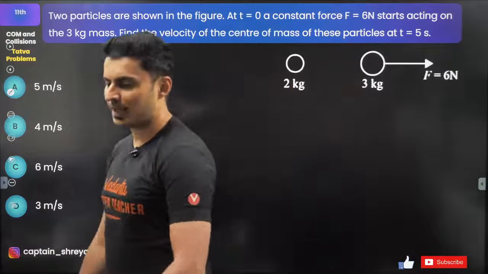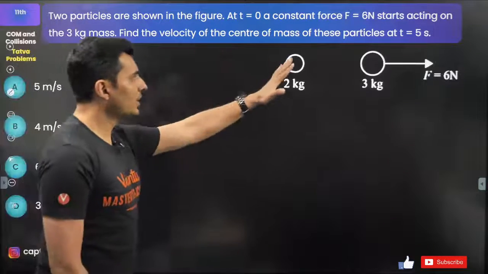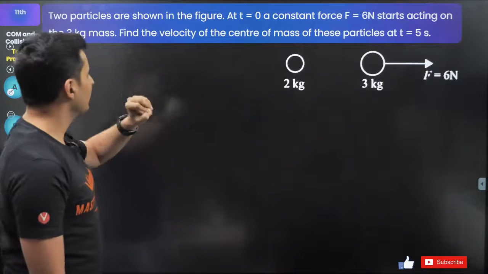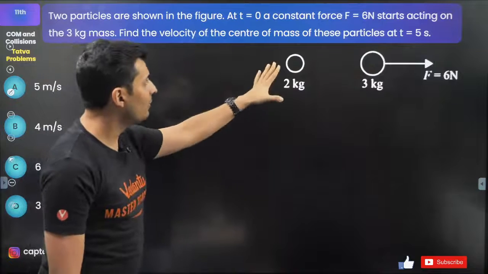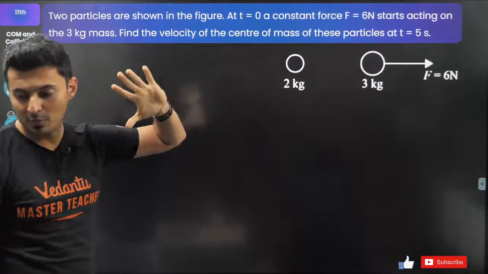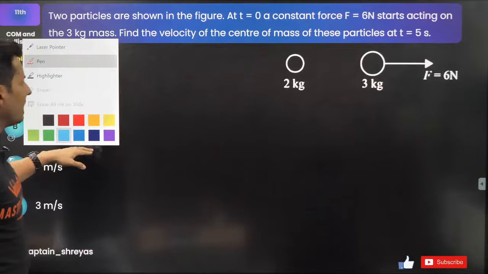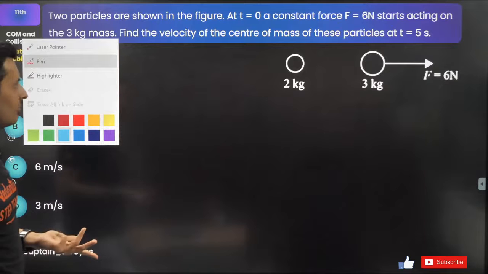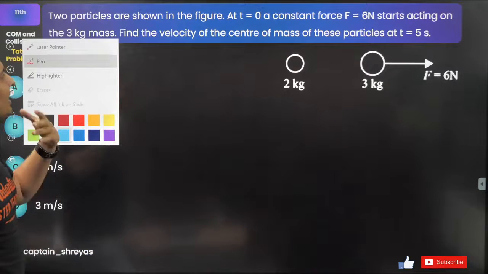Next question coming up on your screen, and here it is. Two particles shown in the figure. At time 0, a constant force starts acting on the 3 kg mass. Find the center of mass speed at 5 seconds. Beautiful question. Okay. So you will be like, the force is only acting on the 3 kg mass.